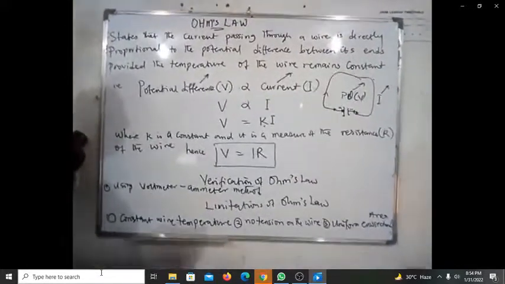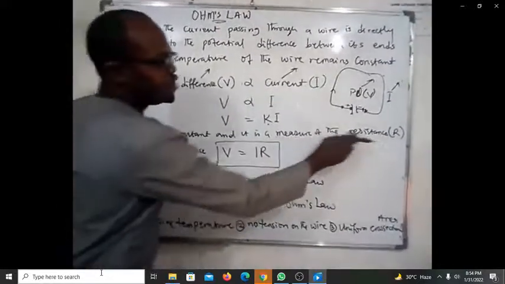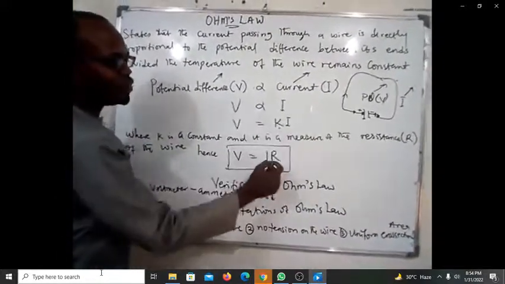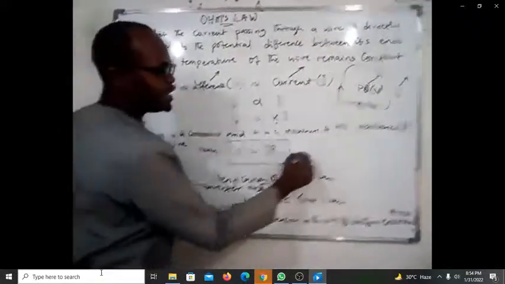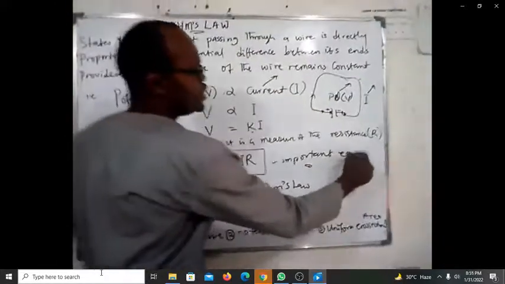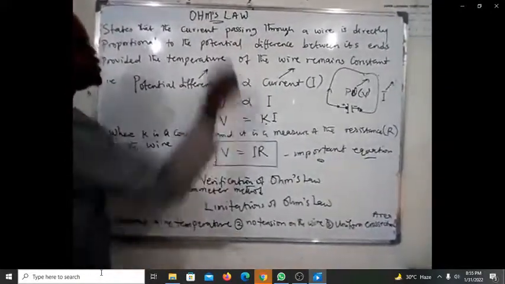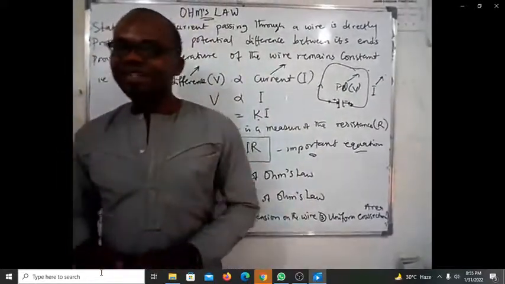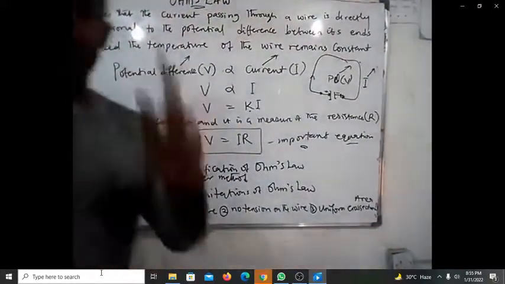Is that clear? Now, they are trying to tell us that the constant K is a measure of the resistance. So you can replace this K with R, so that you have V equal to IR. This is a very important equation of electricity, and it is known as the equation of Ohm's Law. V equals IR. So in subsequent classes, we are going to be doing calculations using V equals IR.